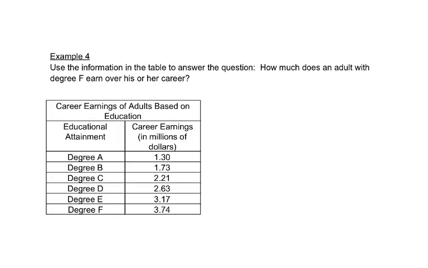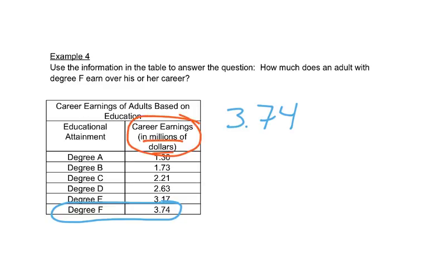So here's one more chart. It asks how much does an adult with a degree F earn over his or her career? So here's degree F, and we see that it's 3.74. But we need to be careful because at the top of that money column, it tells us in millions of dollars. So this is $3.74 million, and we want to write that as a number instead of with that decimal.